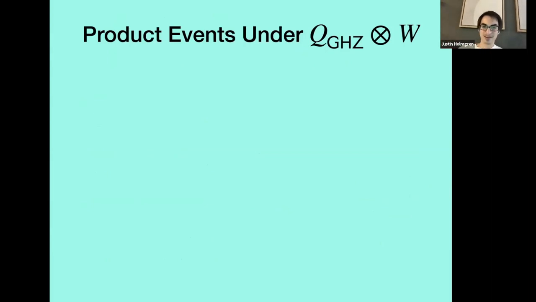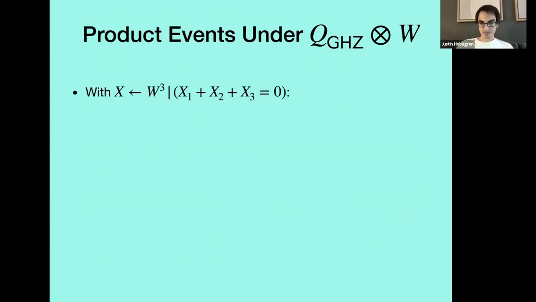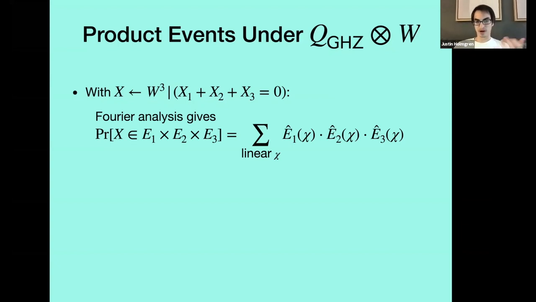So the trick that I'm going to use for this case goes back to how I said that product events are the only thing that we need to care about in parallel repetition. So say we're sampling our queries from this space. If you look at a product event, specifically the probability that this product event happens, you can write a formula that's not too hard to prove with Fourier analysis. It's pretty standard, I guess, which writes this probability as the sum of a bunch of products of Fourier coefficients.